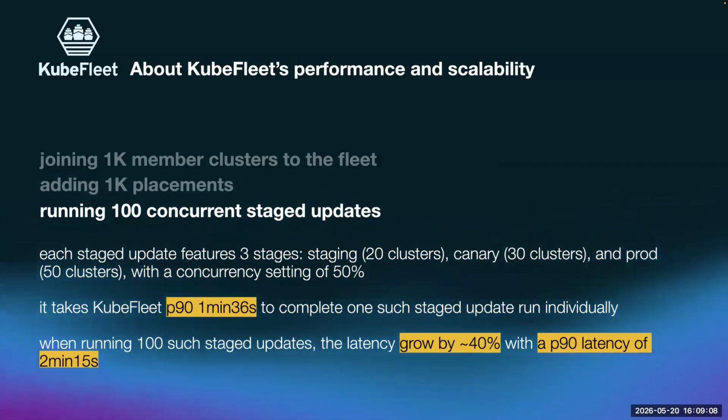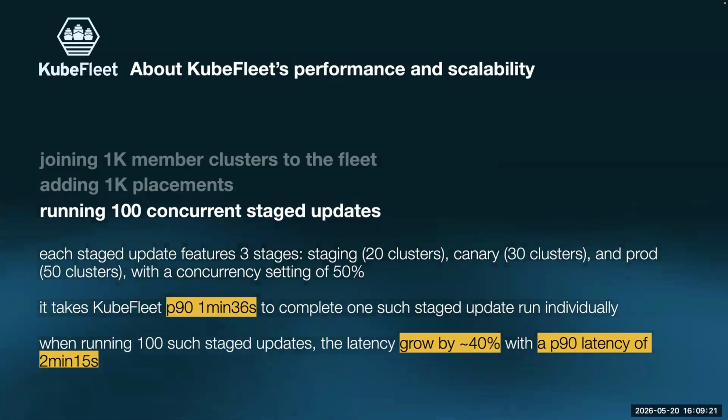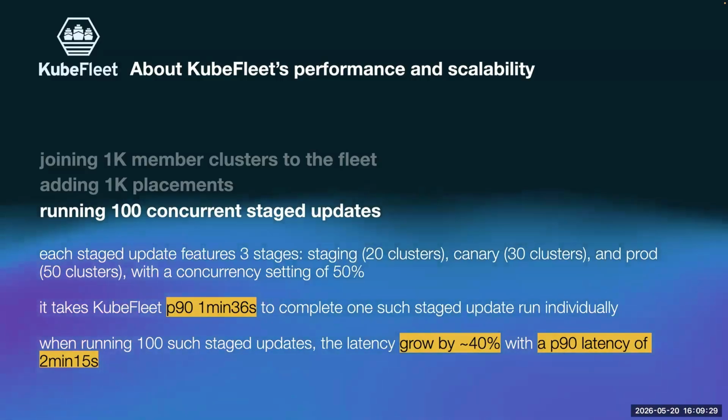For the latency part, it takes KubeFleet a little bit more than 1 minute, 1 minute and a half, to complete one such stage update. And when we have 100 stage updates running concurrently, you can see the latency, as one would expect, grow by around 40%. Each placement will complete within 3 minutes, 2 minutes and 15 seconds to be specific.